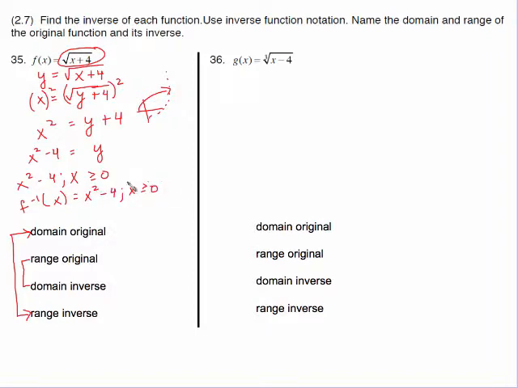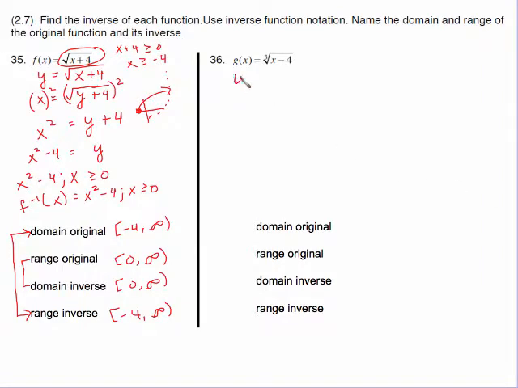Now the domain of the original, that is a square root function. To find the domain of a square root function, we take what's inside and we set that greater than or equal to 0, which gives me x greater than or equal to negative 4. In interval notation, that is negative 4 to infinity, which means automatically the range of the inverse is negative 4 to infinity. No thinking required. The range of this function, here's our function right here, the lowest y value is 0. So the range of the original is 0 to infinity. Therefore, the domain of the inverse is the same thing. It is 0 to infinity.